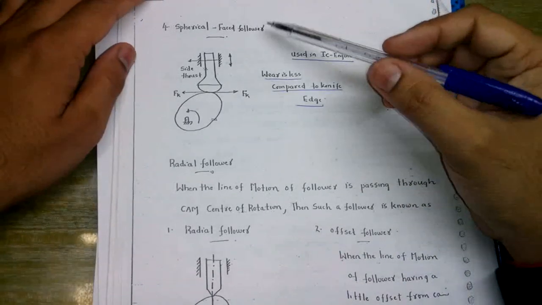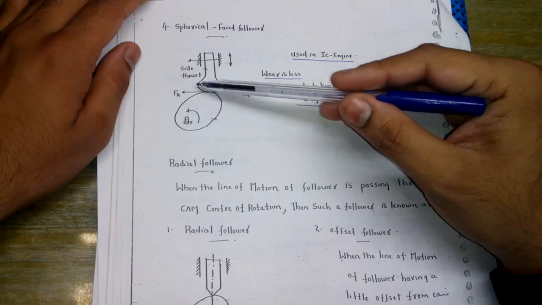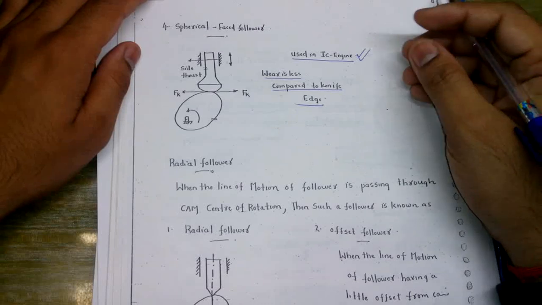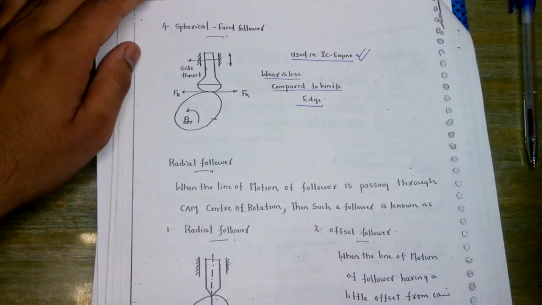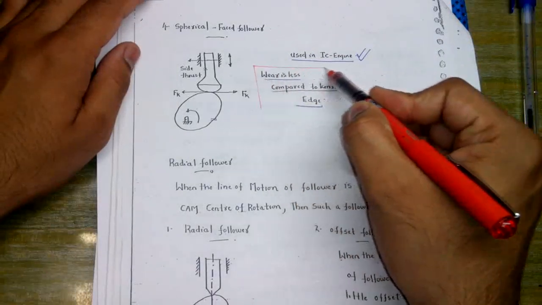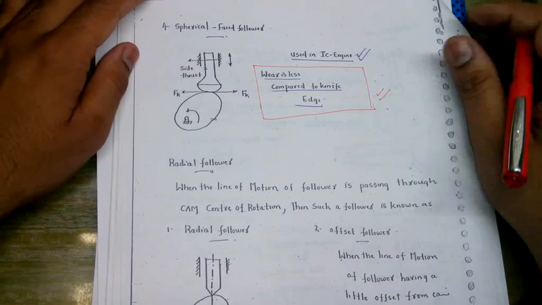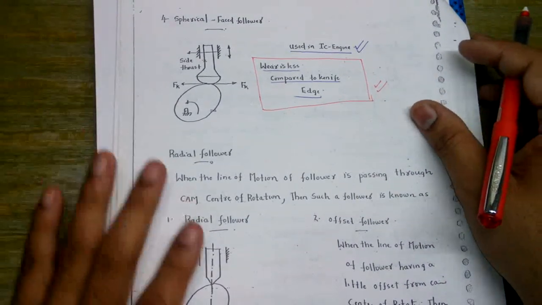Okay, next we come to the spherical face follower, in which the face or the shape of this follower is actually spherical in nature, and this is used in IC engines. The wearing is less as compared to the knife edge. So in the knife edge we see that the wearing is the highest so far, and in all the other followers the wearing is comparatively less.